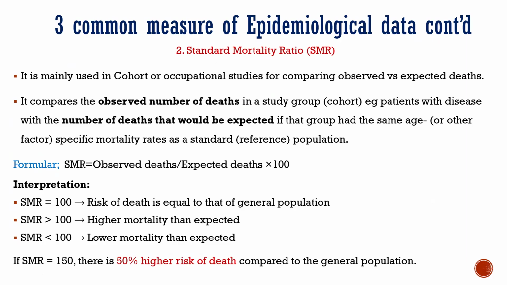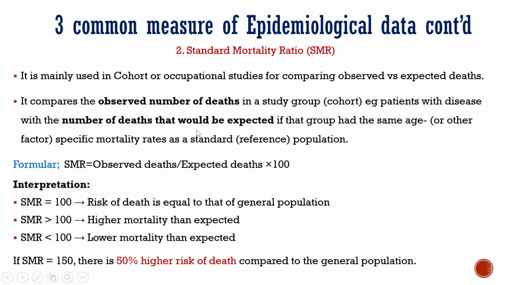Standard mortality ratio. It is majorly used in cohort or occupational studies for comparing observed versus expected deaths. First of all, whenever you hear of mortality, you're talking of death. So when you want to calculate the standard mortality ratio, you are trying to compare observed deaths among a particular study group, which can be a cohort, for example patients with a disease, with the number of deaths that would be expected if that group had the same age or other factor-specific mortality rate as a standard or reference population.